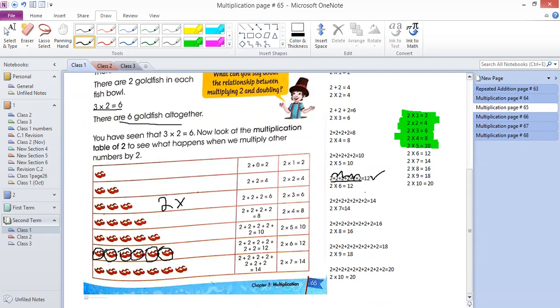Each group has 2 fish and there are 6 groups. So 2 by 6 is also equal to 12. So 2 by 6 equals 12. There are a total of 12 fishes.